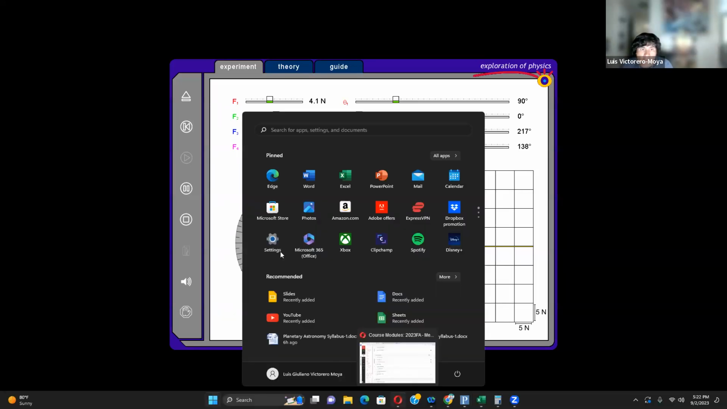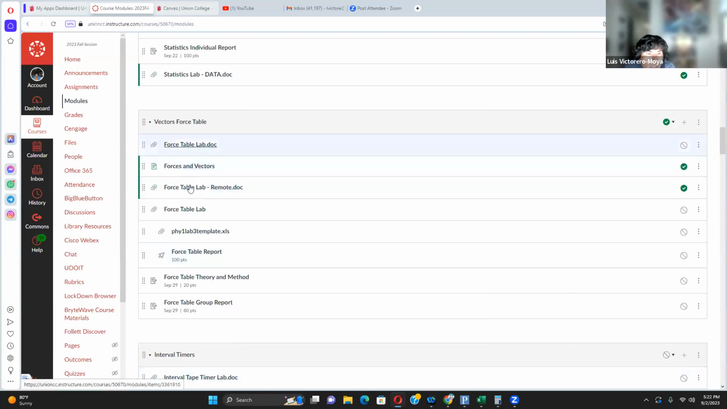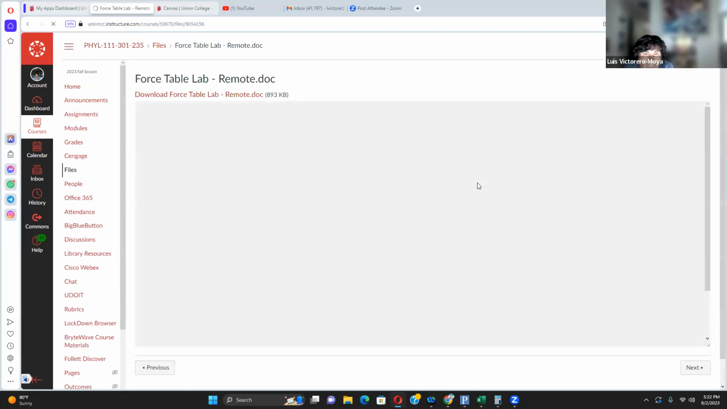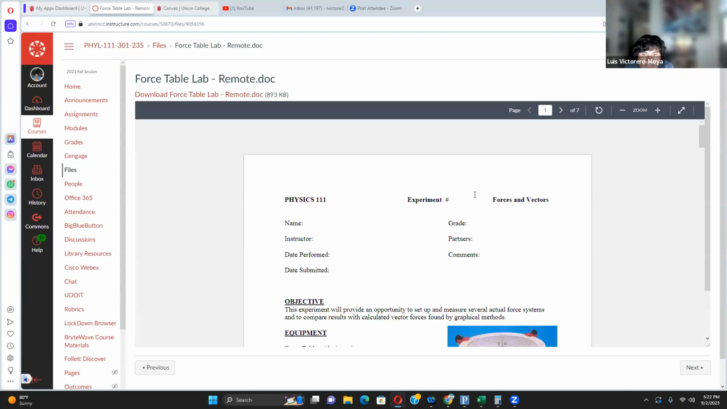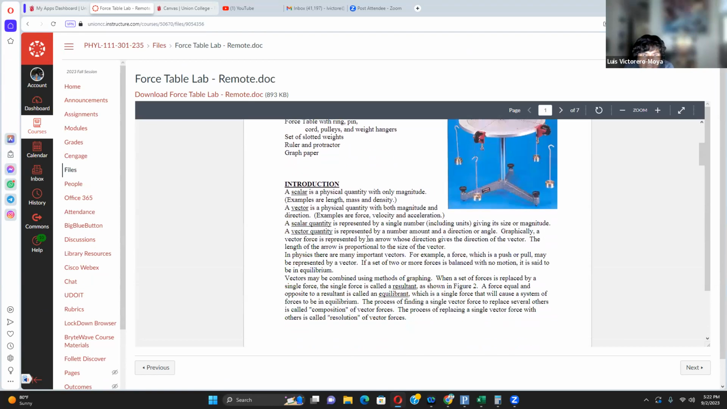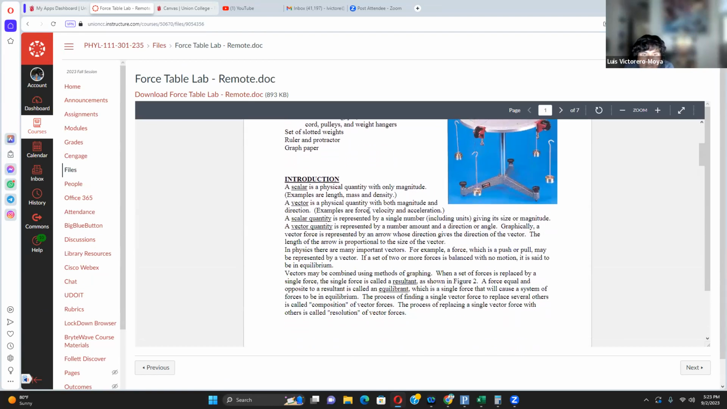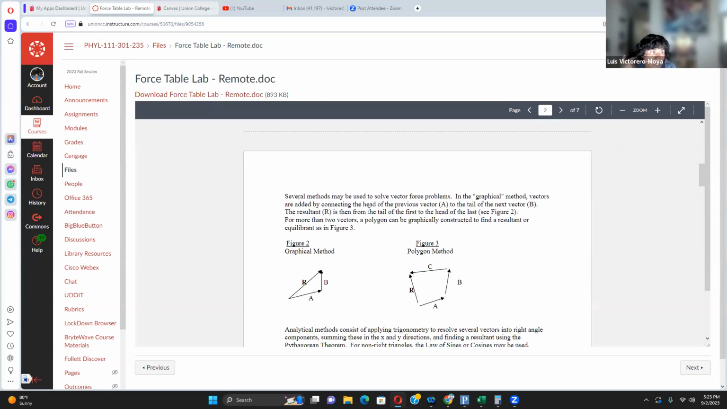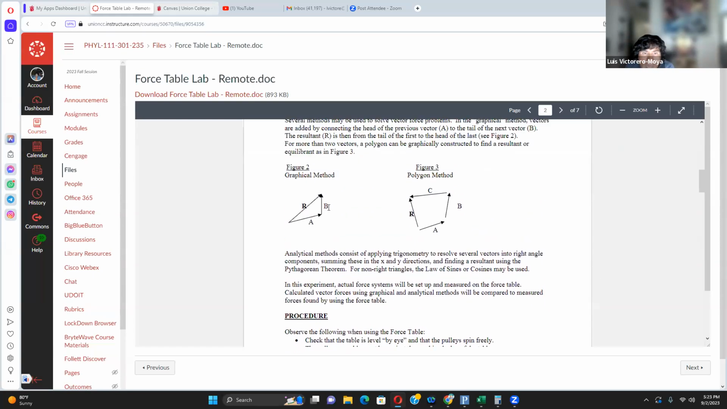Let's take a look at what you need to focus on. You are going to go to the remote file. You are going to be able to read the objective and the introduction of the lab. Make sure that you understand this because you have to submit 2 files: the theory and the background of the lab, and then your data and calculations. There are 2 files, just like the previous labs. This is all what you're going to cover in the lecture: how to add vectors graphically and the polygon method.